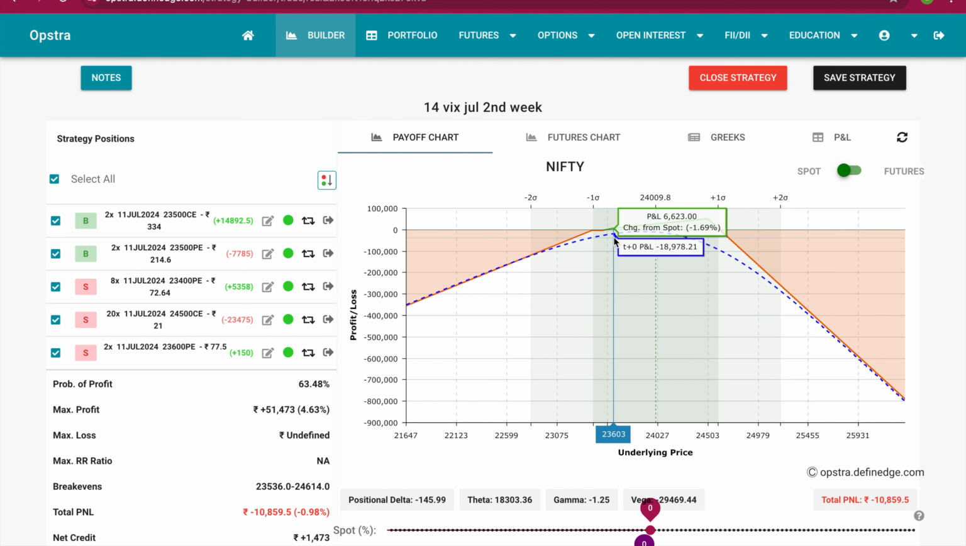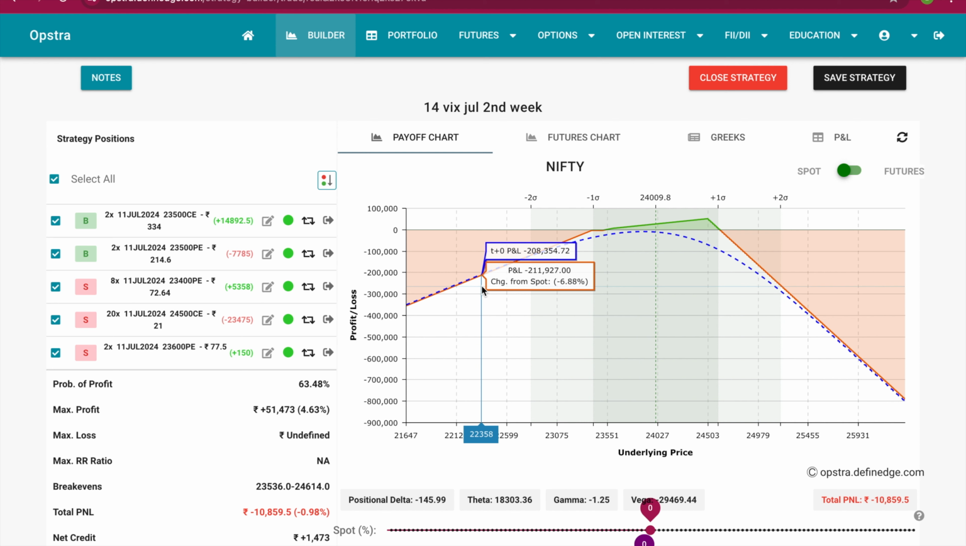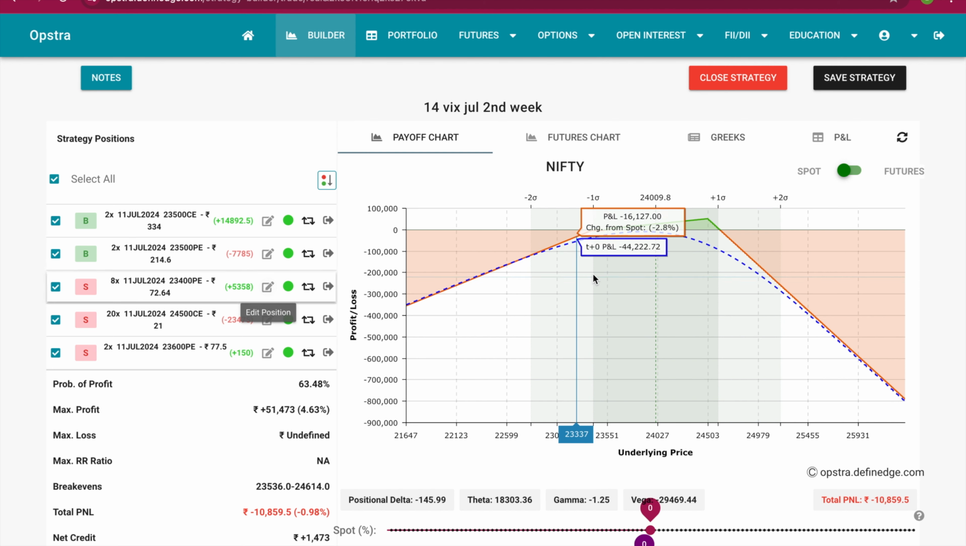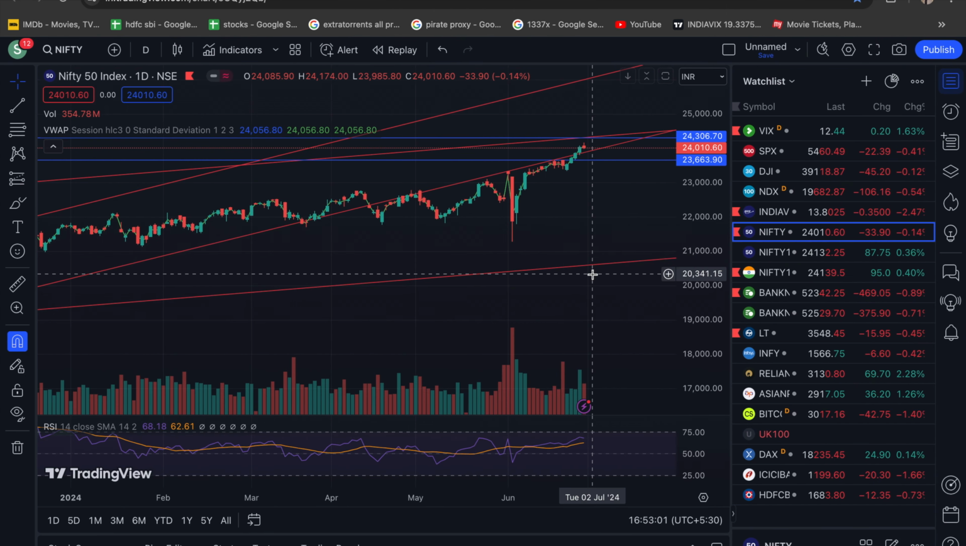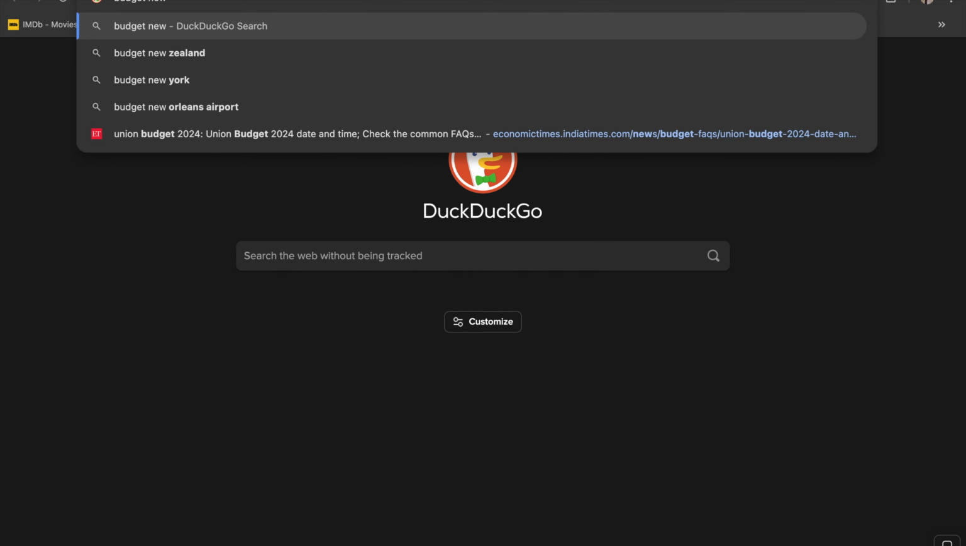The undercurrent is quite strong, so the market will either go up or probably consolidate over here, but I don't see much downside potential from here until the budget news comes, and after 11 July only the budget news will come, and then we can see how the market travels. So that's it for now. At least just see if we have any budget news, a budget date. If we have a budget date, then we can decide something else.